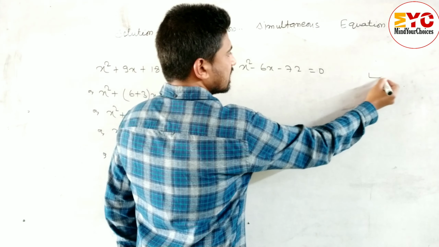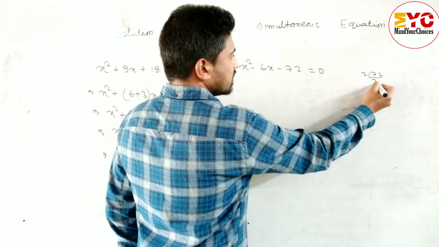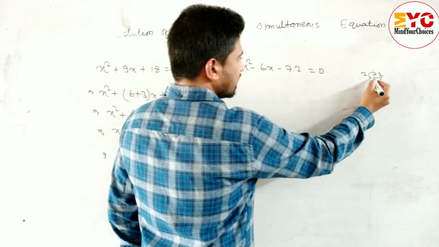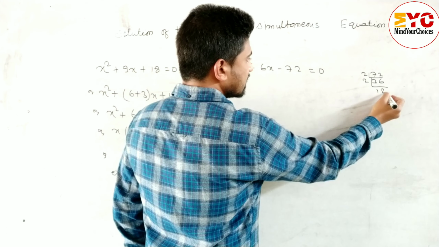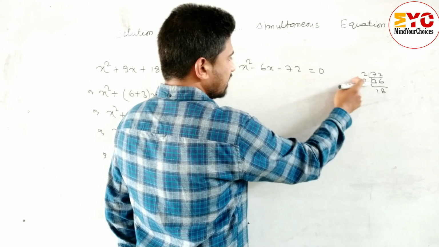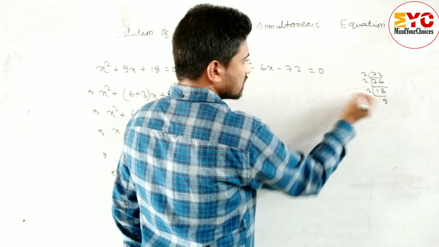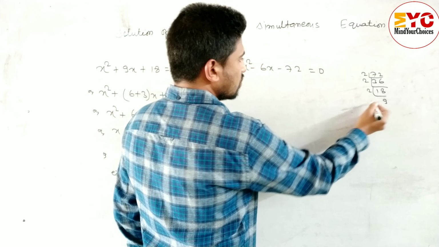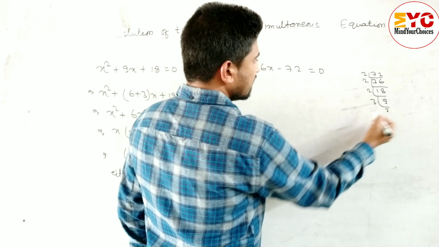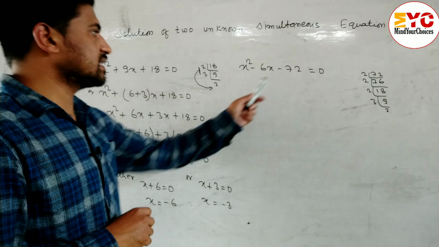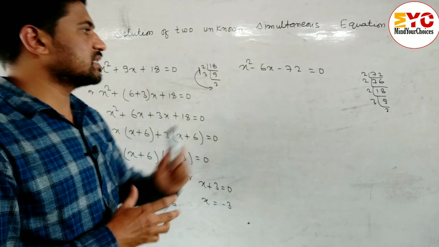So we have to do like this: 72, 2 3s are 6 and 2 6s are 12. When you subtract, we get 6. No, definitely not. Again we have to do 2 1s are 2, 2 8s are 16, 2 2s are 4, 18 minus 4... no. Again we have to do 2 9s are 18, 2 2s are 4, 2 4s are 8, 9 minus 8... no. Again we have to do 3 3s are 9. From here only we have to find out that type of number whose multiplication is 72 and subtraction is 6.